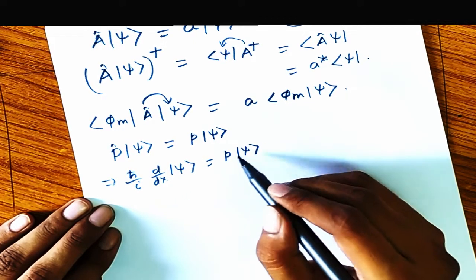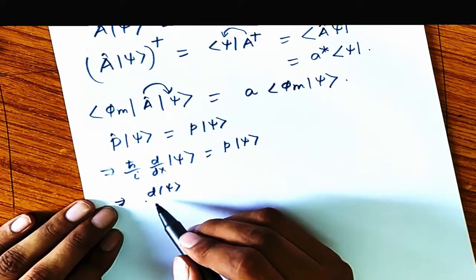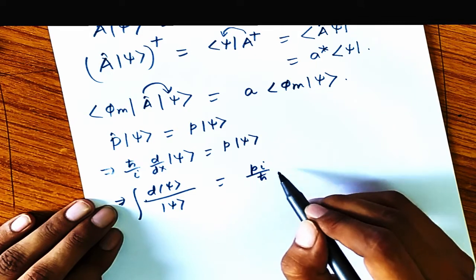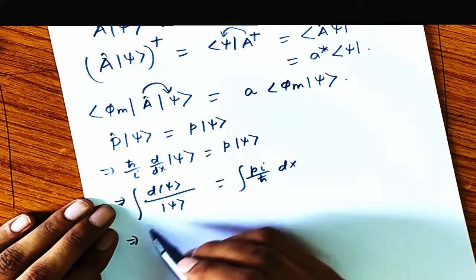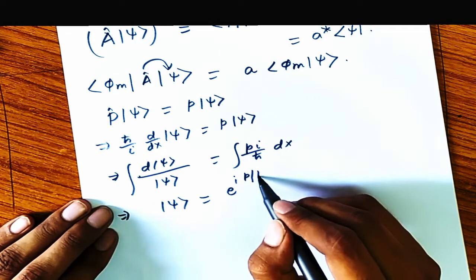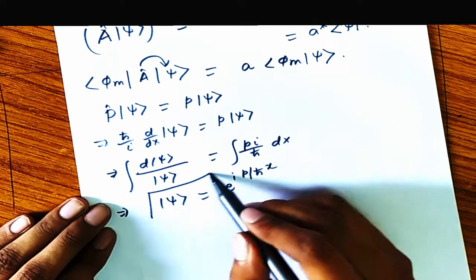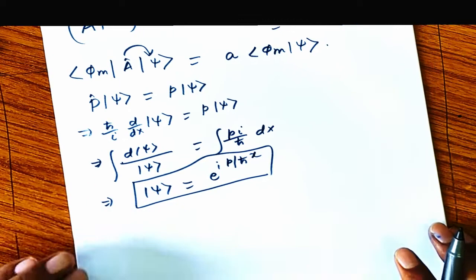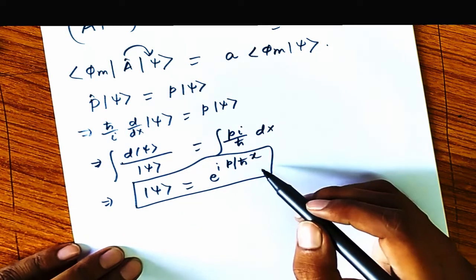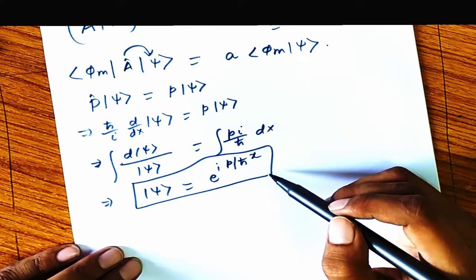Now P psi, P is a scalar quantity, some number, so I can write here d psi by psi equals i p over h bar dx, and integrating, it will become log of psi. So I can write here psi is e to the power i p over h bar x. This is the simple thing, that any wave propagating with some momentum represents the plane wave. So we can always write psi for the momentum operator like this.